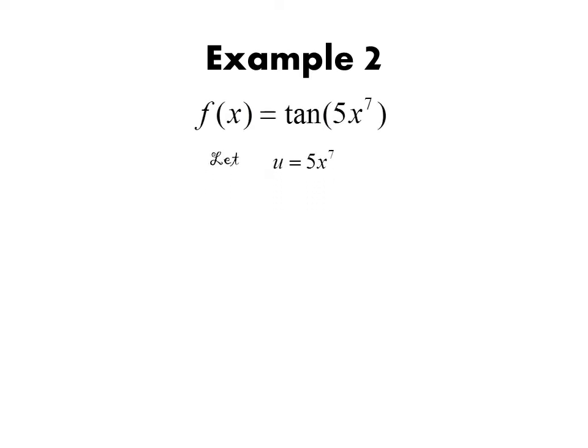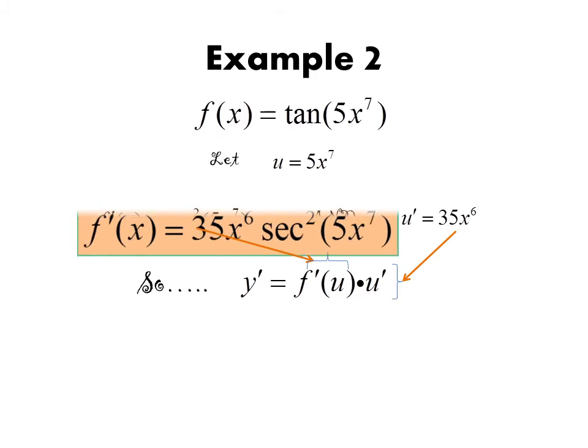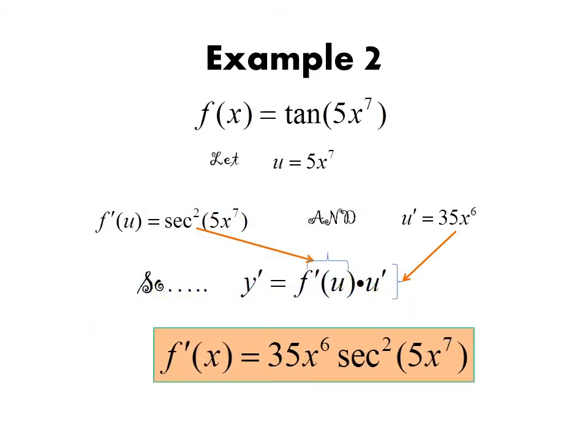Let's take a trig function this time, tangent of 5x to the 7th power. We're going to let u equal that function inside the angle portion, 5x to the 7th. So again, we've differentiated here. F prime of u alone is just the derivative of the tangent function, which is secant squared. We keep the 5x to the 7th. The derivative of u by itself, 35x to the 6th. And the chain rule basically says, with our new school definition here, we're basically going to just take those two results and multiply them. And so therefore, we get 35x to the 6th secant squared of 5x to the 7th.